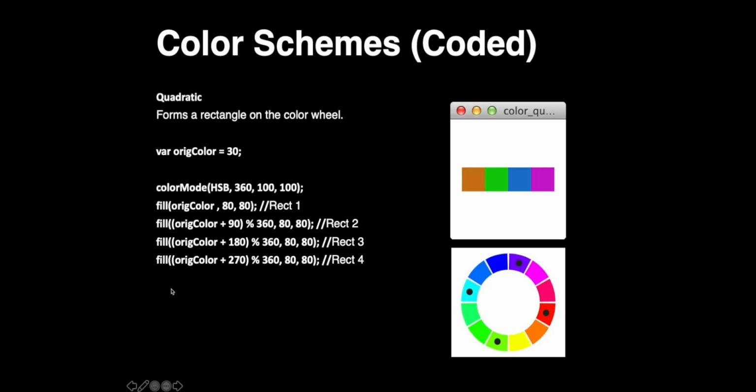So the last color scheme is Quadratic, and that is basically just drawing a rectangle on top of the color wheel and finding where those corners lie and using those as your color scheme. So this is basically just a double complementary color scheme. And I don't think we need to do this one. I think you have a pretty good understanding of how to make these. So let's just move on from color schemes to alpha channels.